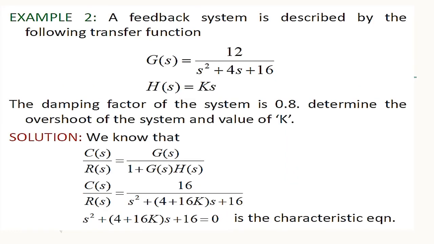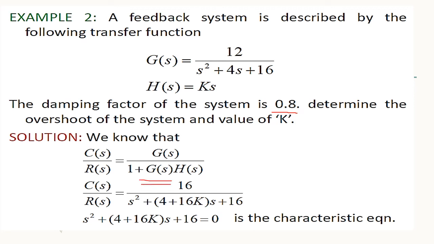Now let us consider another example with K gain. A feedback system is described by the following transfer function. G of s is equal to 12 divided by s square plus 4s plus 16, and the feedback is Ks. The damping factor of the system is 0.8, which is less than 1, that means it is underdamped. Determine the overshoot of the system and the value of k.